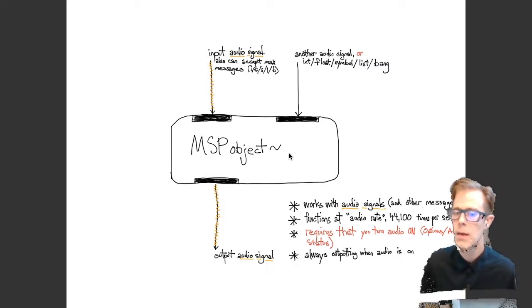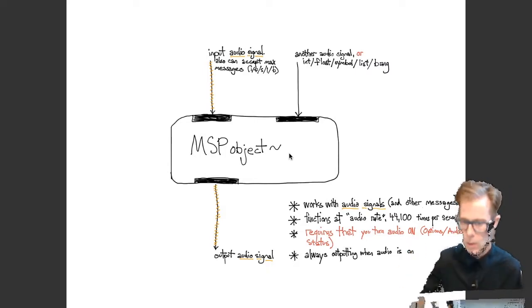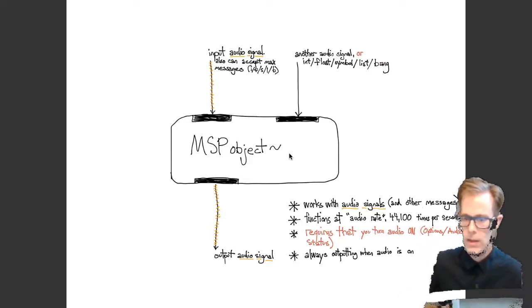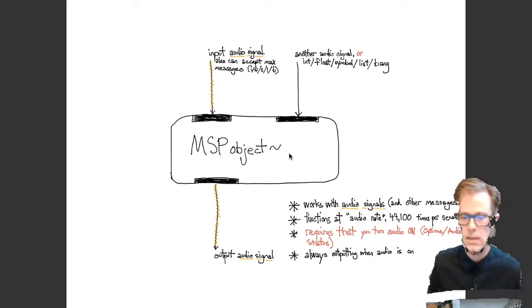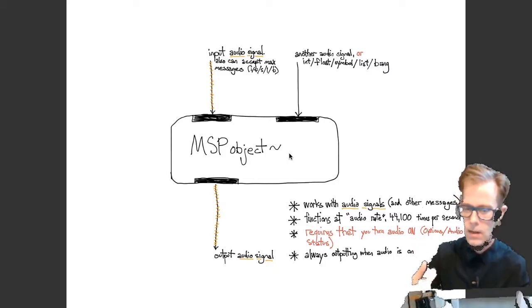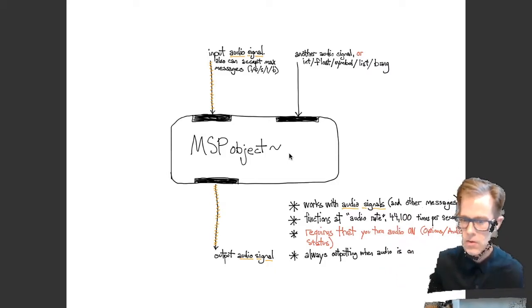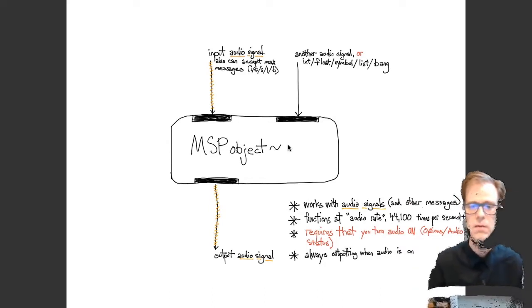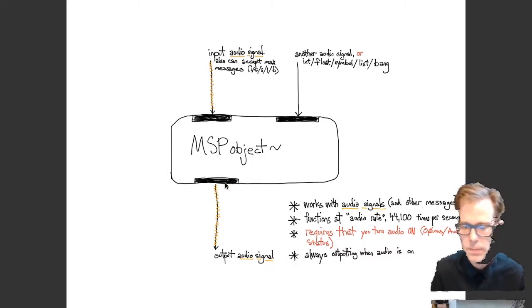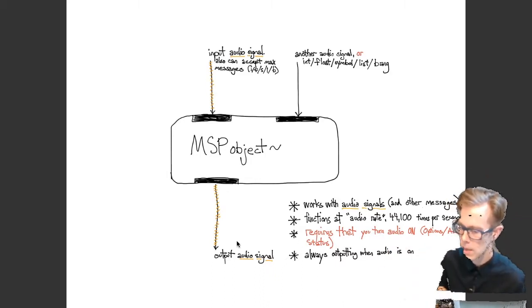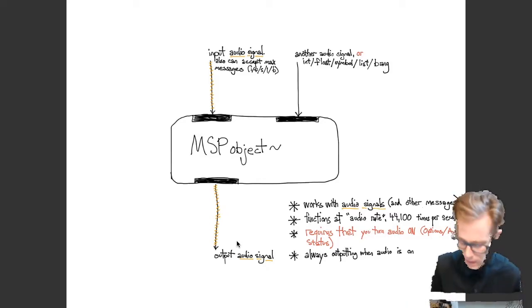So when you see an object that ends with a tilde, you know it's an MSP object. You know it is going to accept and output audio rate signals, and you know that it only works when audio processing is explicitly turned on. You can also visually tell that audio signals are going in and out of these objects because audio signals in Max have these yellow stripy cables. So when you see yellow stripy patch cords going in and out of objects, you know that it's going into an MSP object.